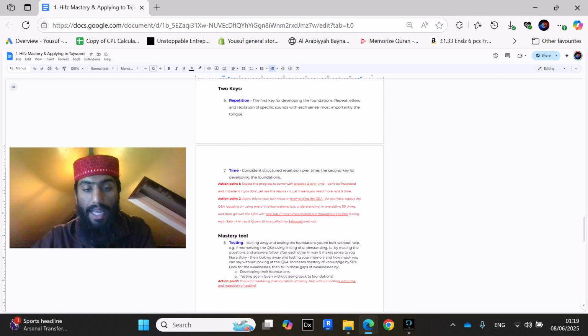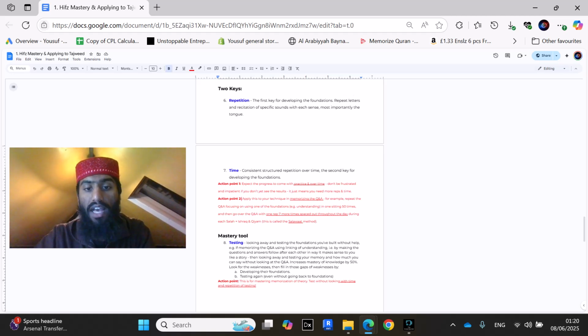Then there's time. Consistent, structured repetition over time is the second key. It must be over time because your mouth is developing familiarization with the letter. So action point 1: expect the progress with practice and over time. Okay. So don't be frustrated and impatient if you don't yet see results. It just means either you need more reps or it needs more time, with reps, of course.